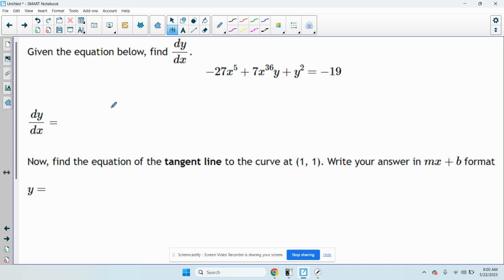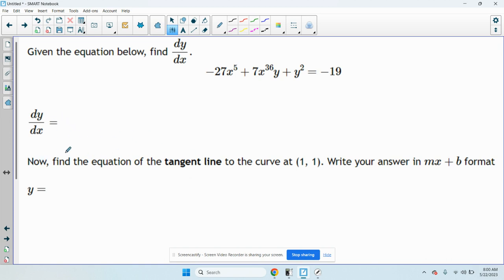Okay, this says given the equation below, find dy/dx. So we have an equation involving x's and y. So we're going to have to use implicit differentiation. Just differentiate everything normally, and every time we differentiate a y, something with a y in it, we're going to write dy/dx. And then isolate those dy/dx's.